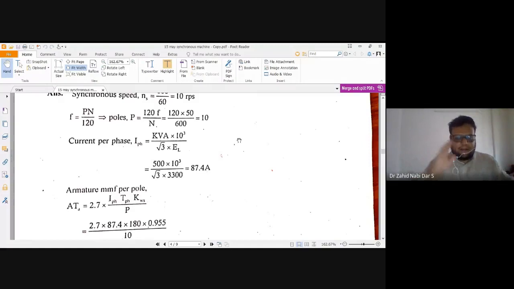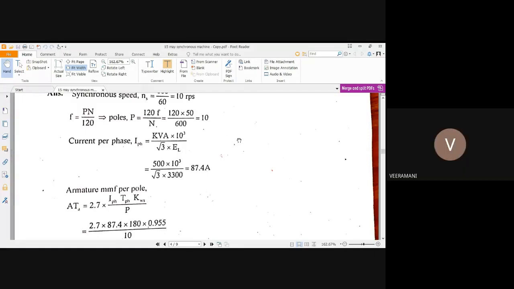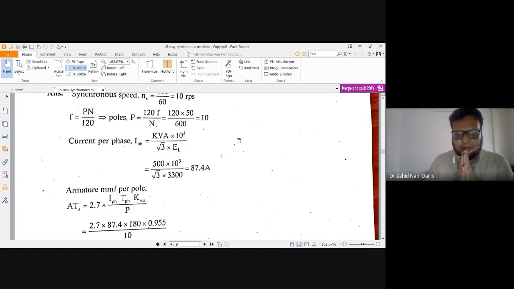So when you are writing the power in terms of line quantities, it would be root 3. When you are writing the power in terms of phase quantities, that time it would be 3. It would not be root 3. Got my point? Yes, sir. This is a very important point.